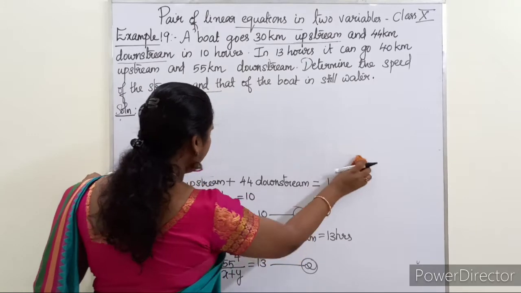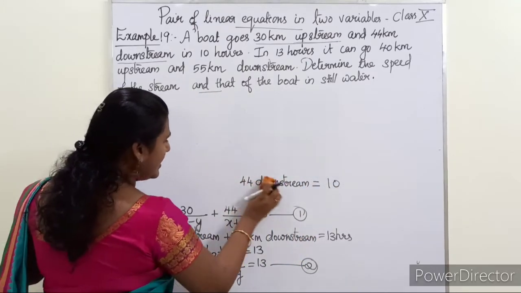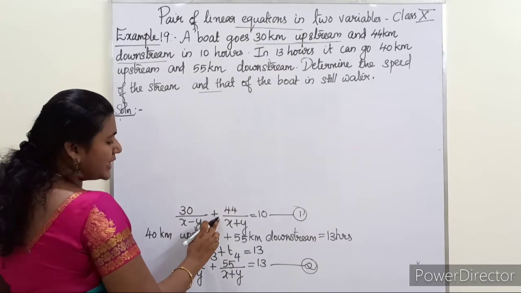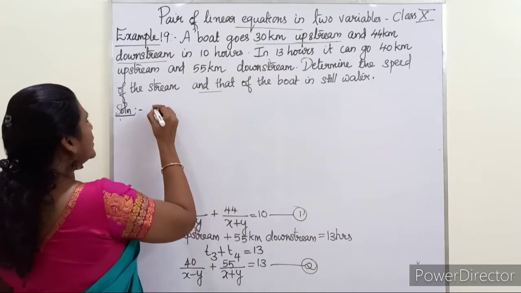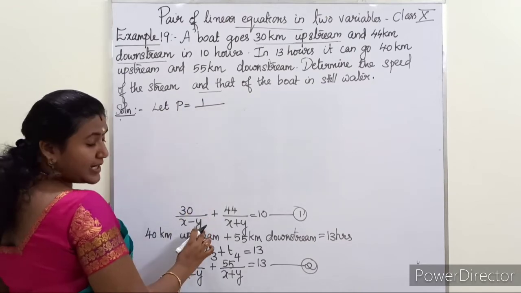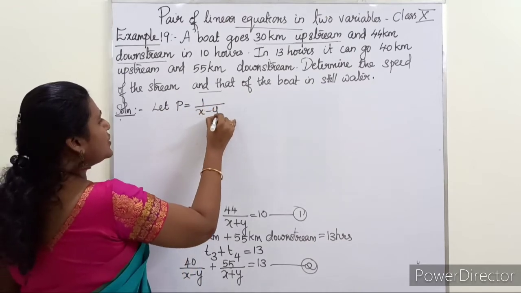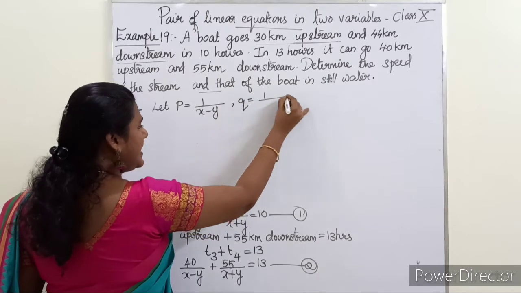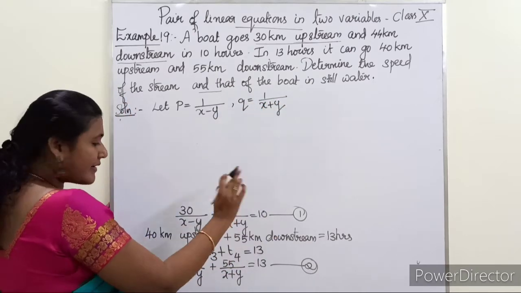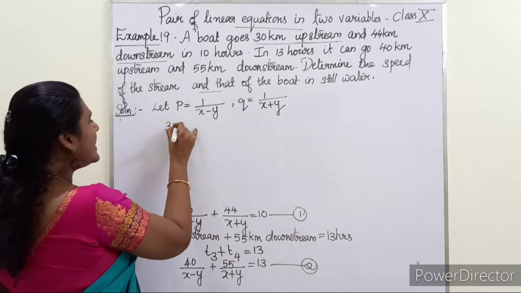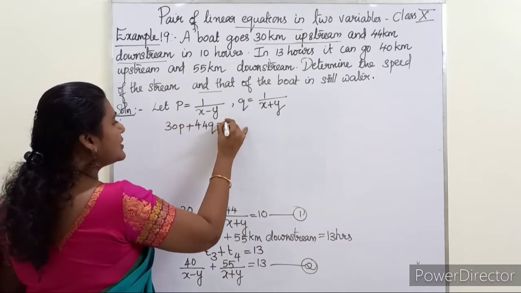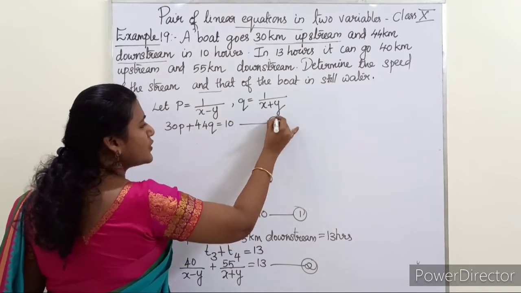So here, the first equation, if you see, is 30 by x minus y plus 44 by x plus y. Here we will take p as 1 by x minus y and q as 1 by x plus y. So this first equation reduces to 30p plus 44q is equal to 10. This is the third equation.